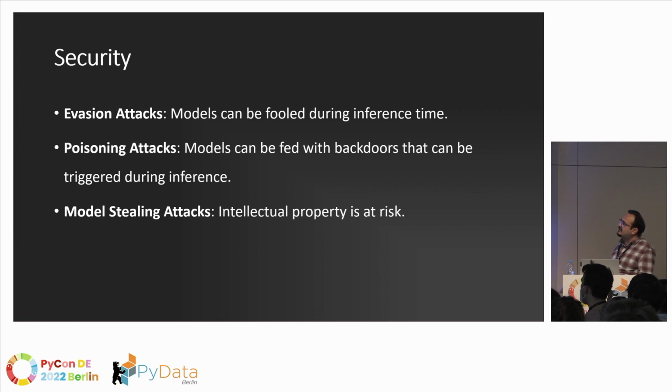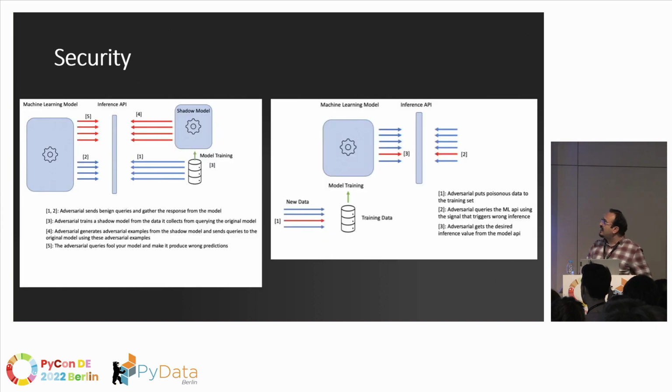And another thing about the security of your models is the stealing attacks. People can train student models using your model as a teacher model, and at the end of the day, they can steal your model, which means the intellectual property of your company might be at risk. How do these attacks work? On the left side, you see how the evasion attacks work. They just query your model, okay? If they have access to the predictions of your model, that's enough.